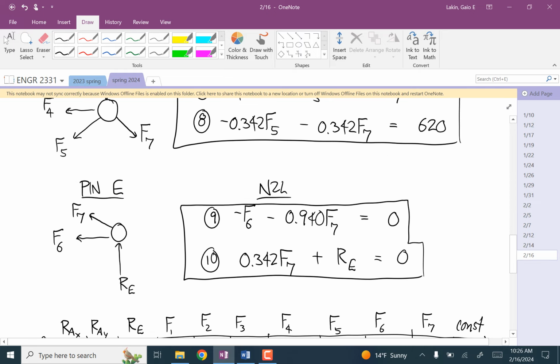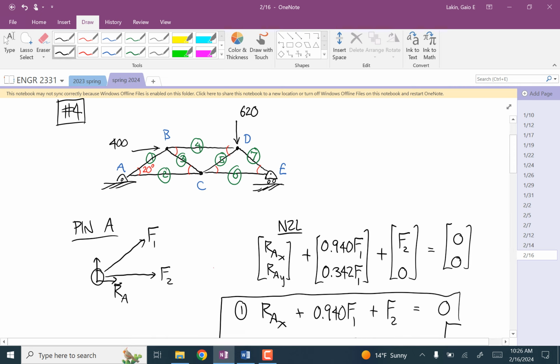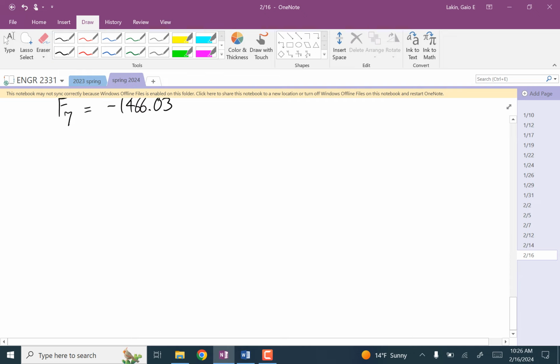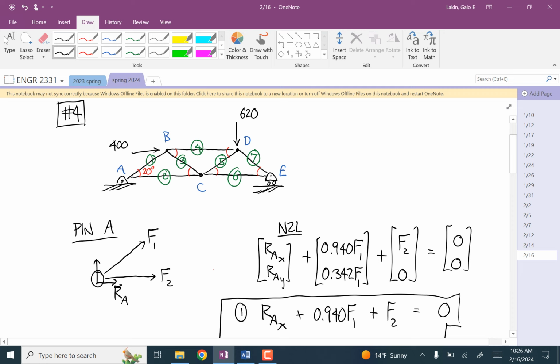Yay. Well, so that member 7 is really having a hard life. So this member 7 is in compression with a value of 1466 newtons. The second biggest absolute value of load is 1378 for F6. So this one's in tension, this one's in compression.